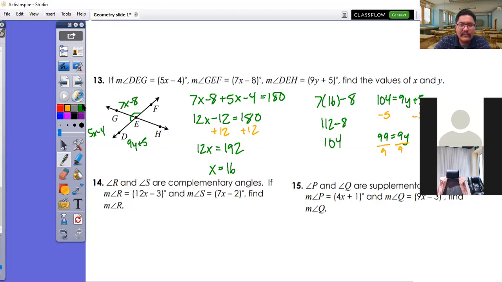Just use your basic algebra, set it equal to each other because, again, we know that this is 104 and this y should substitute in for 104. So now we know that y is 11.